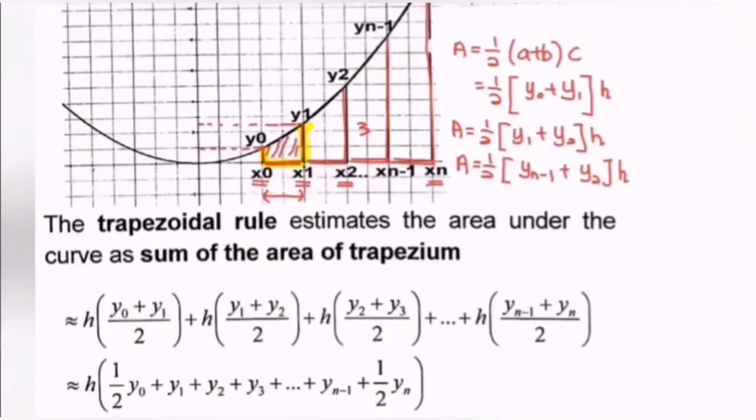If you notice that we have y0 plus y1 over 2 multiply with the h. Next, proceed plus, again, we have y1 plus y2 divide by 2 and multiply with the h. Continue, and we will have y2 plus y3 over 2 multiply with the h, and so on until the final part where we have y n minus 1 plus y n over 2 multiply with the h.